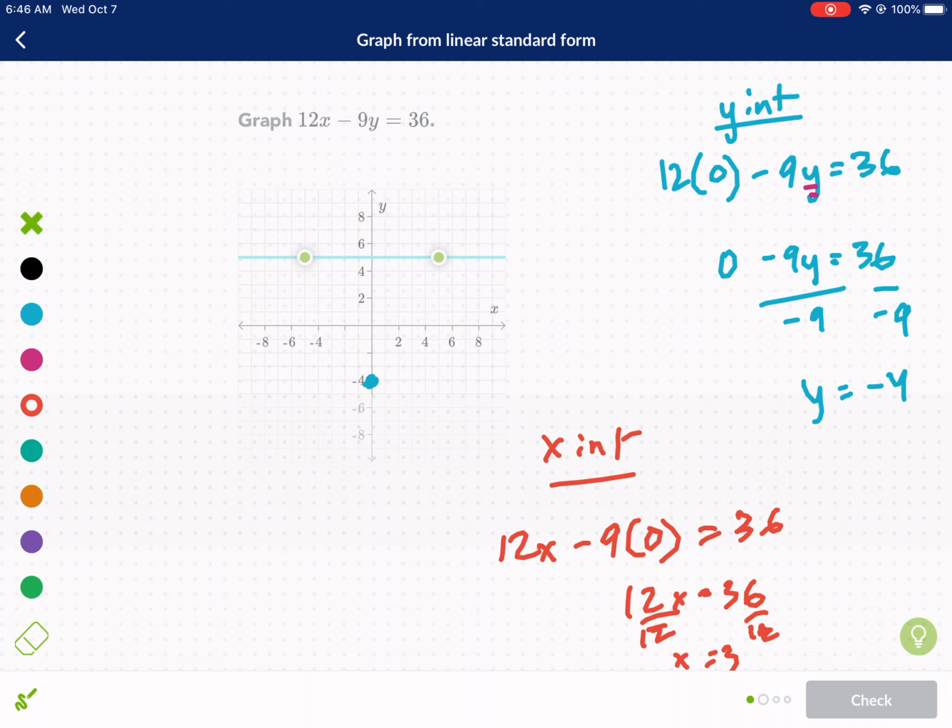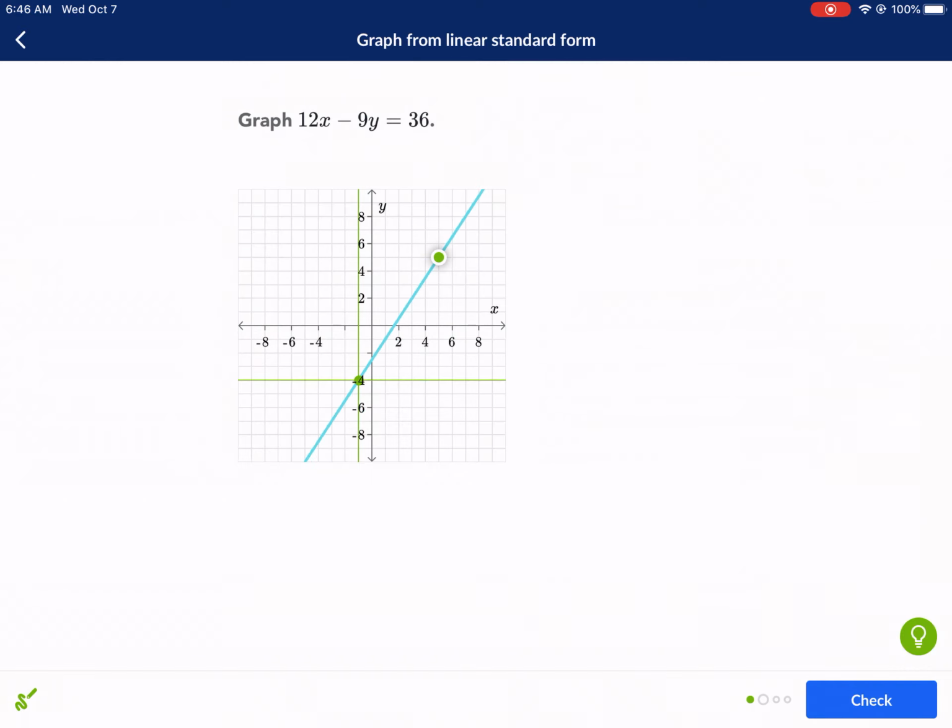Sorry, that's one ugly looking 12. We get x equals 3. So x equals 3 is here. That's the positive 3 on the x-axis. And that should be good. So we have -4 and then 3. So 0, -4, and then 3, 0. Check that out. Next one.